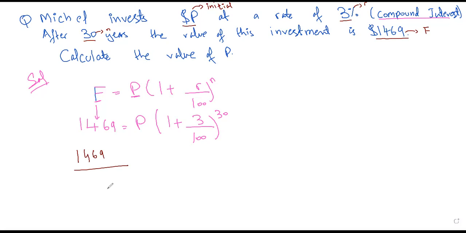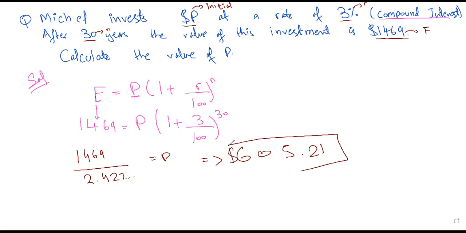Okay, perfect. Excellent, everyone. So this would be 2.427 and so on, equals P. And when we simplify this, what do we get? $605.21, right? Naira, are you getting the same value?